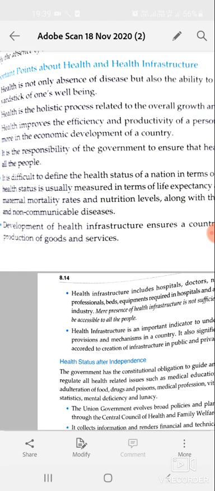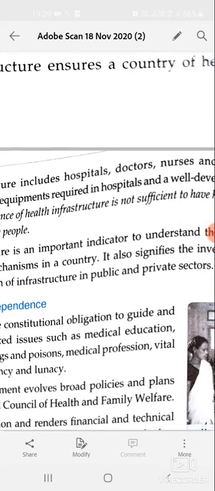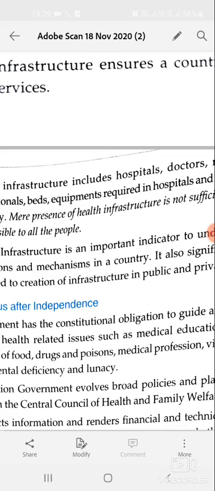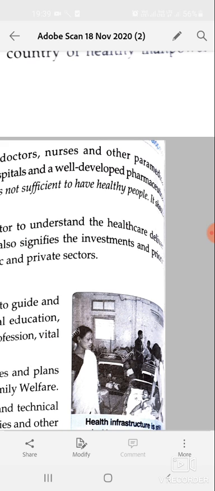Health infrastructure alone is not sufficient for a country to have healthy people. It should be accessible to all people, rich or poor; all persons should have reach to this health infrastructure. Health infrastructure is an important indicator to understand the healthcare delivery provisions and mechanism in a country. In this COVID time, our health infrastructure is playing a very important role. Similarly, it also signifies the investment and the priority accorded to the creation of infrastructure in the public and private sector. Generally, again, we can divide the whole infrastructure into public sector and private sector.